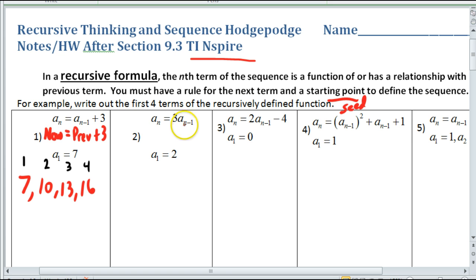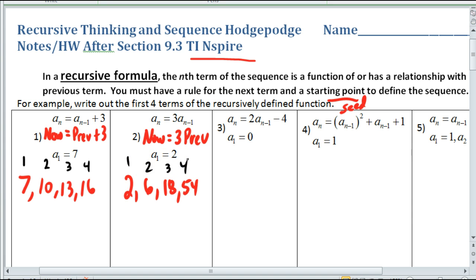This one would be now is equal to 3 times the previous. So now I'm going to be multiplying. My first term is 2, and then my next term is going to be 6, because I take 3 times the 2, which gives me 6. Then I'd have 18, and then I'd have 54. My locker numbers for these would be 1, 2, 3, and 4.